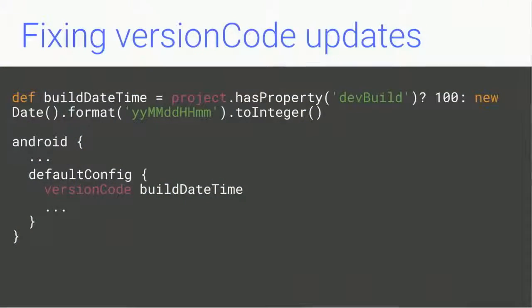Now, in the previous example, you can easily fix this by, again, conditioning the setting of the unique version code based on the property, the build property that we were using earlier. So in this case, if that property is defined, then we set it to a static value. If not, we will generate a unique value.